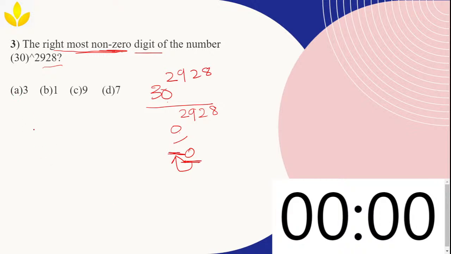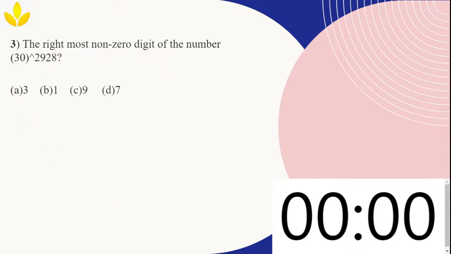We'll do it. 30 to the power 2928, we will split it. How? 3 to the power 2928 multiplied by 10 to the power 2928. This we already know. Last digit is 0 and we got it. Now try to find the last digit for this, and that's your answer. Now you already know what the cyclicity for 3 is.